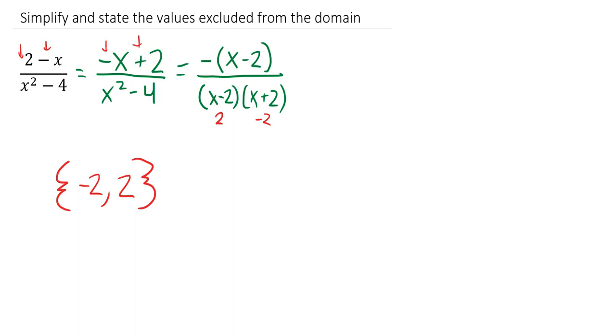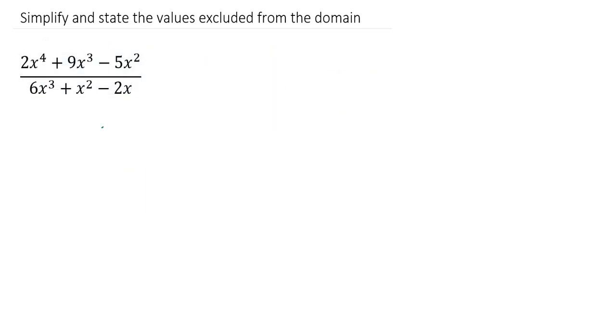And then I simplify by canceling out my common factor. So I cancel out that x minus 2, and that leaves me with an x plus 2 on bottom and a negative on top. Well, no, this negative really means it's negative 1 times this. So I'm really left with a negative 1 on top. That's what it simplifies to. Keep it going.